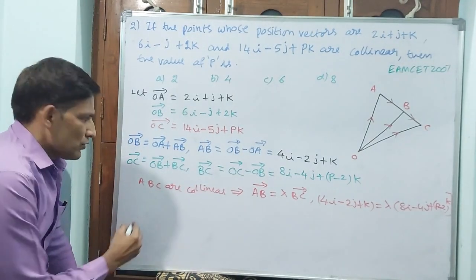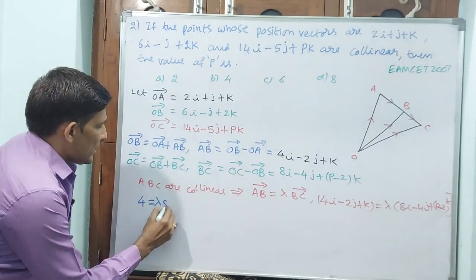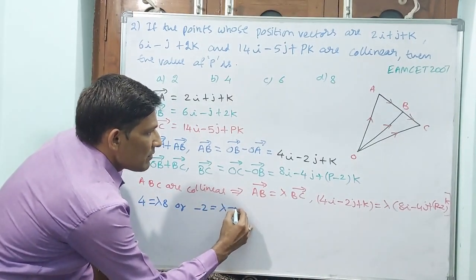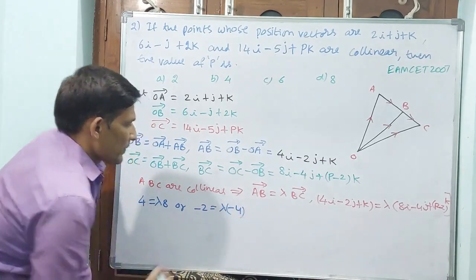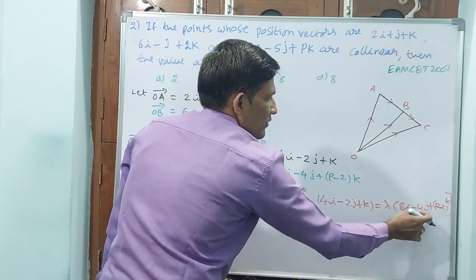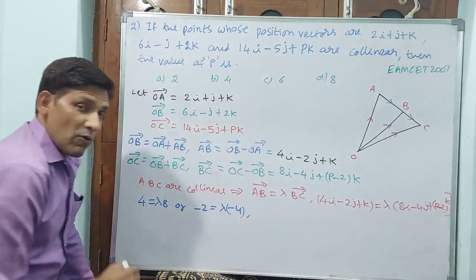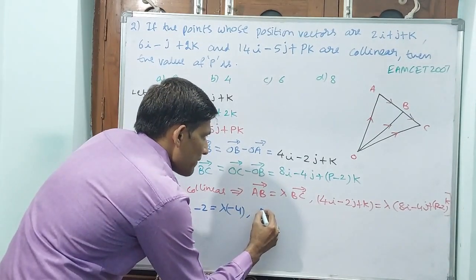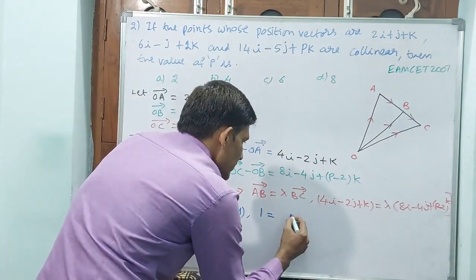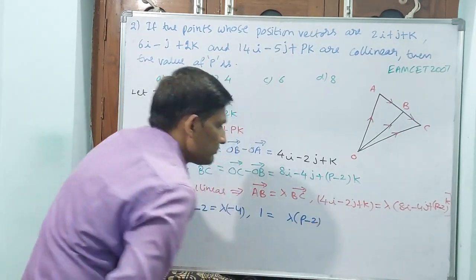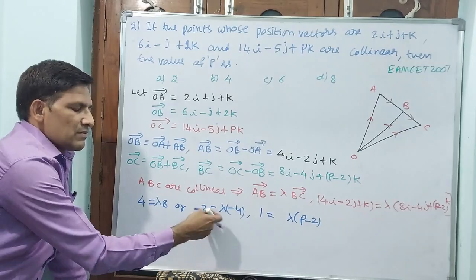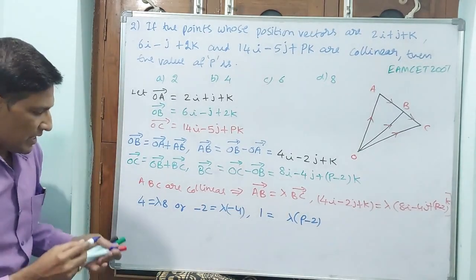Come back. One by one you do. 4 is equal to lambda into 8, minus 2 is equal to lambda into minus 4. Now again you see, 1 is equal to lambda times of p minus 2. Even this is enough to find lambda, but for additional checkup I am writing this.